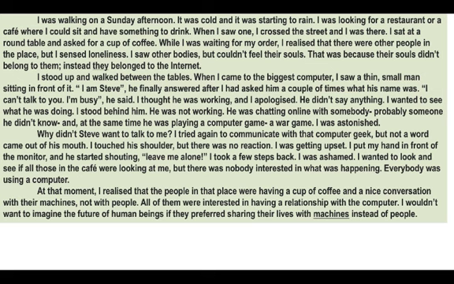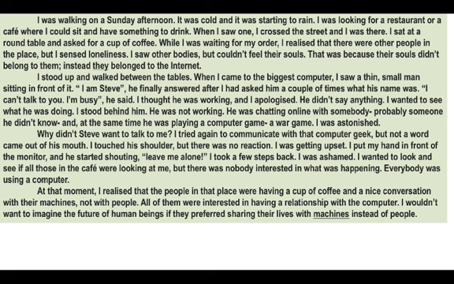He wasn't working. He was chatting online with somebody. Chatting with another person via social media. Probably someone he didn't know. And at the same time, he was playing a computer game.